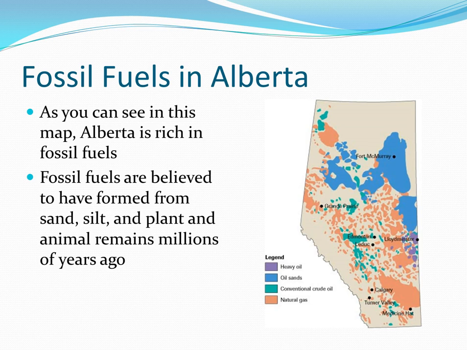Alberta is very rich in fossil fuels. Many people in Alberta work to extract, transport, and process fossil fuels. Fossil fuels are believed to have formed from sand, silt, and plant and animal remains millions of years ago.